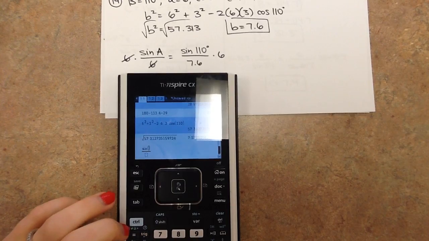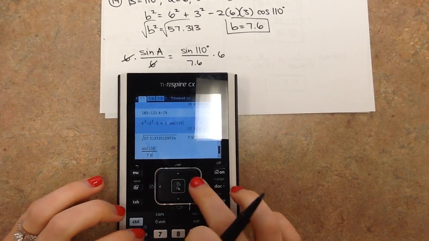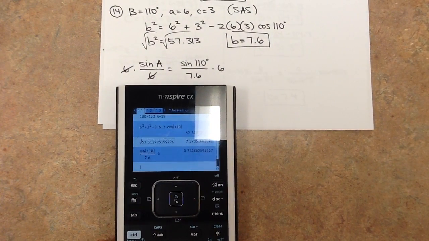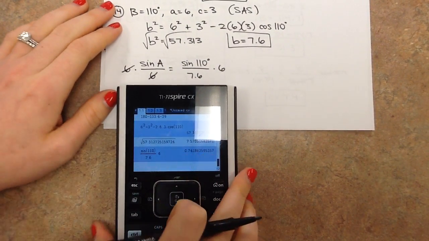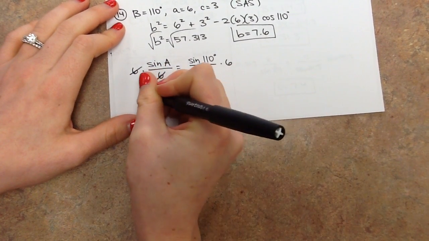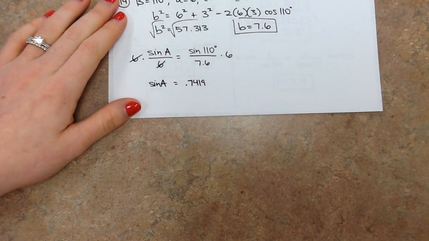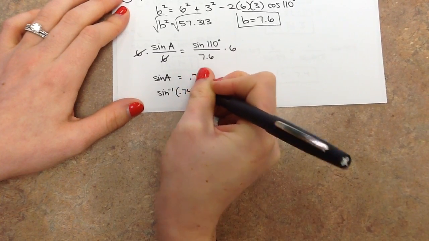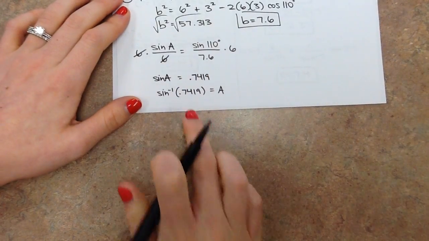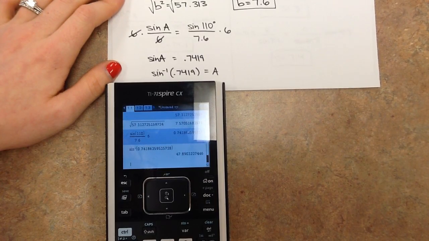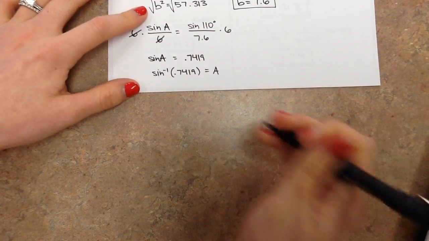And then I'm going to plug this right-hand side into the calculator. So I have the sine of 110 over 7.6 times 6. And it gives me this value. Remember, when I'm looking for an angle, I keep a bunch of those decimals, so about 0.7419. Okay, and if I'm looking for an angle, I have to write this as inverse sine, and then you swap those two pieces. And as soon as I plug this in, I will have my angle A. Like that. So about 47.9 is angle A.